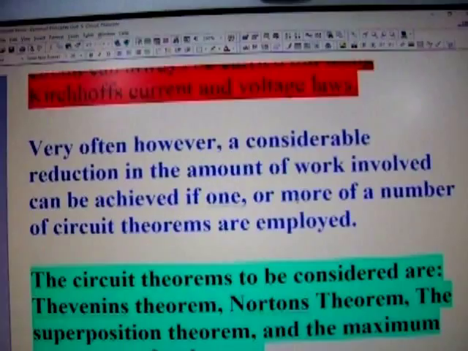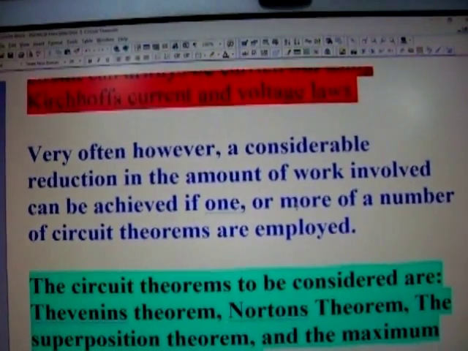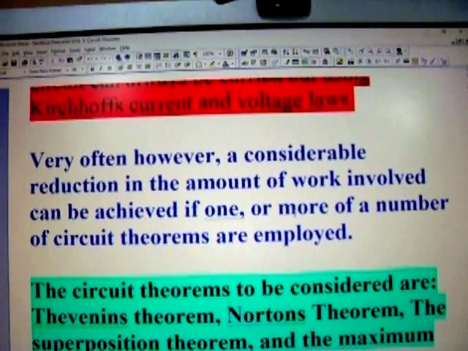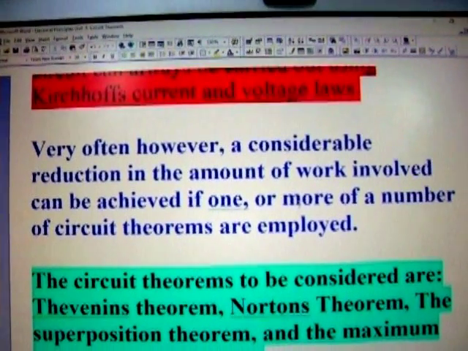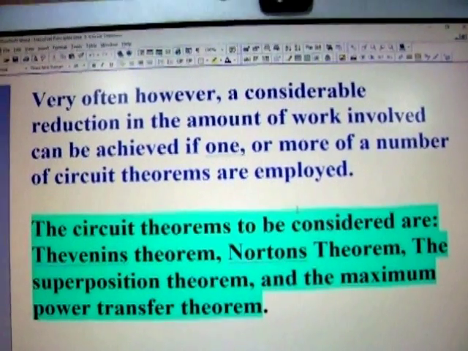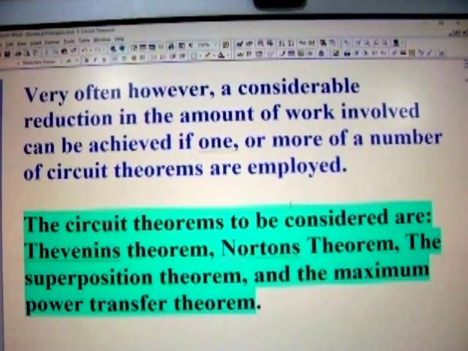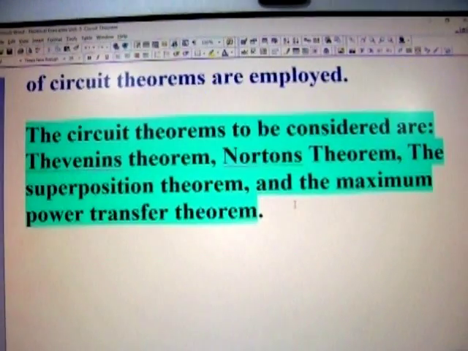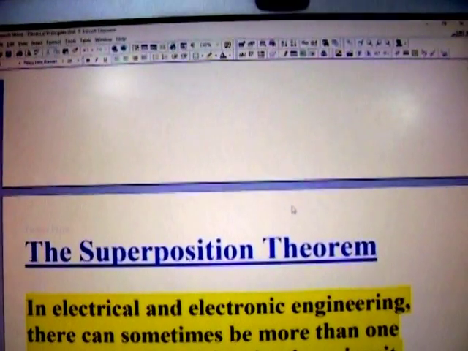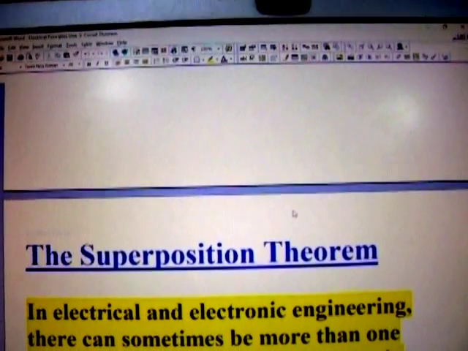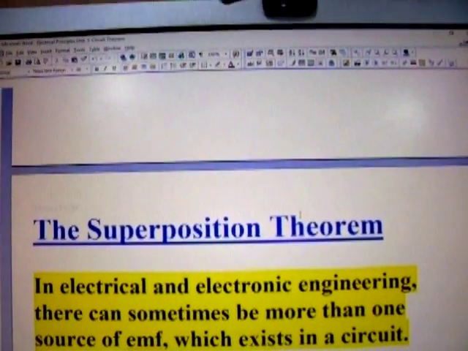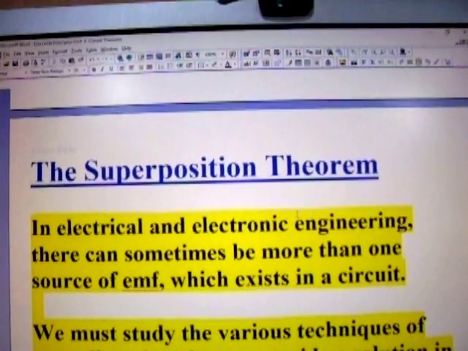Now, I don't want to be reading this out to you. You can read this out for yourselves, okay? But what I want to do is to make sure that you write out the information, you draw all the diagrams, and you make the information and knowledge your own. Now what I've done here is I'm going to look first at the Superposition Theorem.